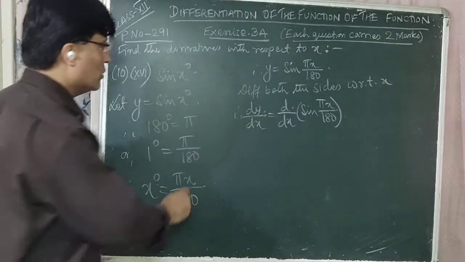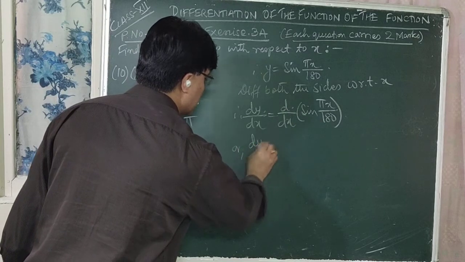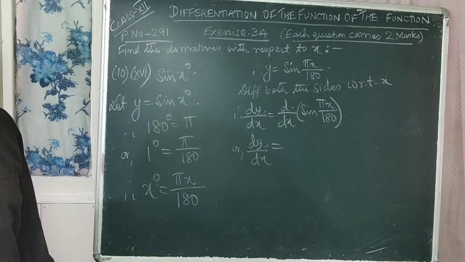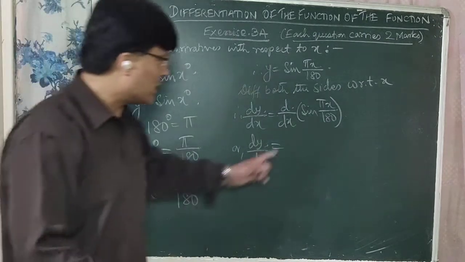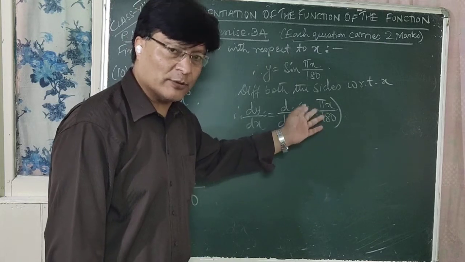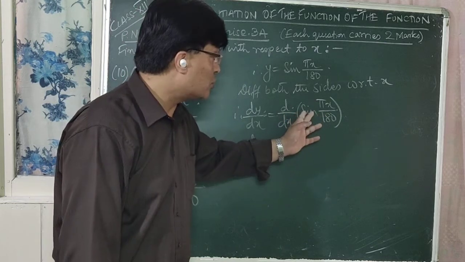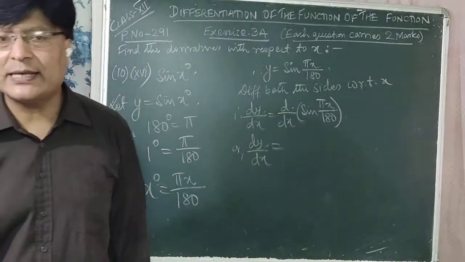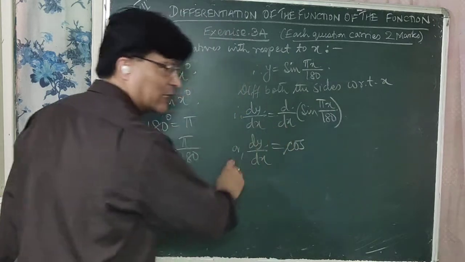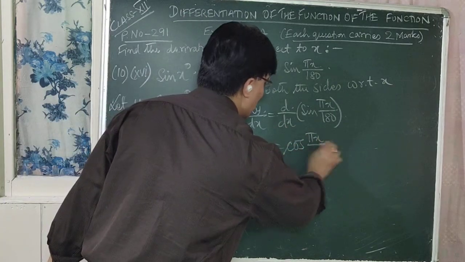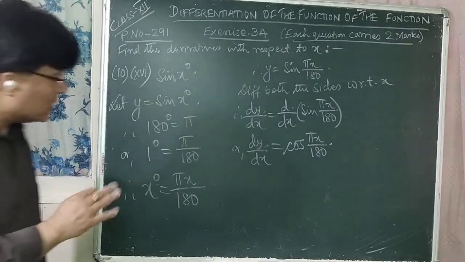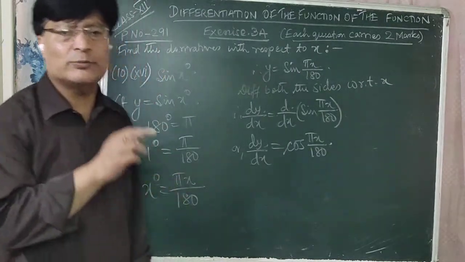Okay, so let us find dy by dx now. How will you differentiate it? You should take this pi x by 180 as x. That means, first of all, a trigonometric function is given, sine. So you should take it as sine x. What is the differentiation of sine x? Cos x. But here, what is x? Pi x by 180. So this is not the only differentiation. Again, you have to differentiate the term which is assumed as x.